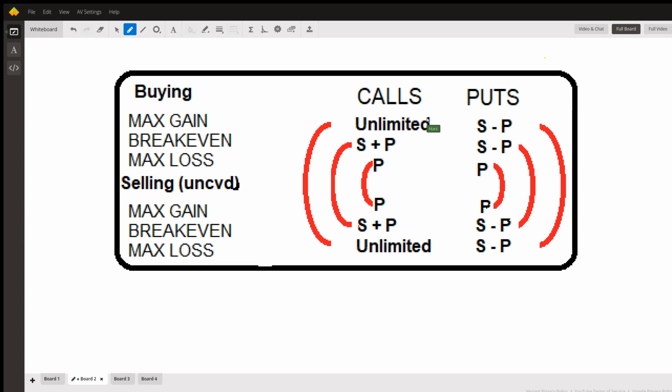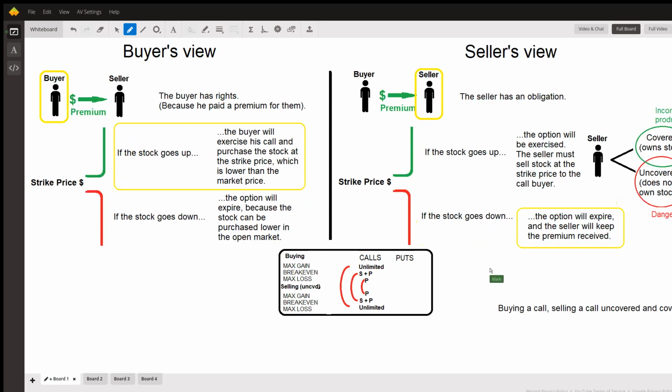But long story short, you simply memorize them. You memorize 3, you've got the answers to 6. You memorize 6, you've got the answers to 12 options questions on the Series 7 exam that can be answered within literally seconds. With that being said, I want to go over the mechanics using a buyer's view and a seller's view of buying a call option.